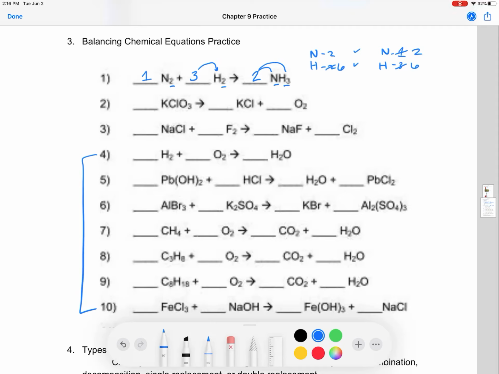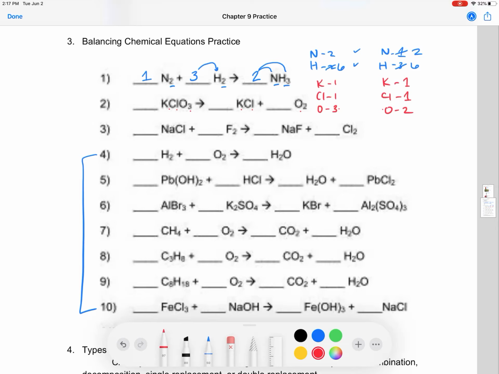If I do the next one, let's do a different color. I have KClO3 going to KCl plus O2. So there's 1 potassium, 1 chlorine, 3 oxygens, 1 potassium, 1 chlorine, 2 oxygens. Now, my potassium and chlorines are both balanced, but my oxygens are not. But when I have this relationship of 3 and 2, they don't have a common denominator.